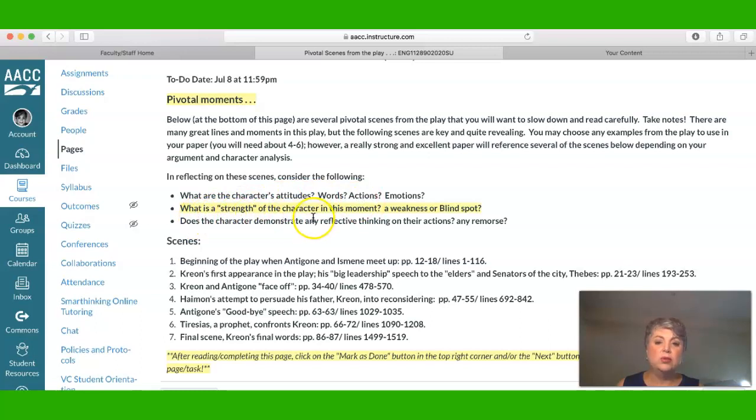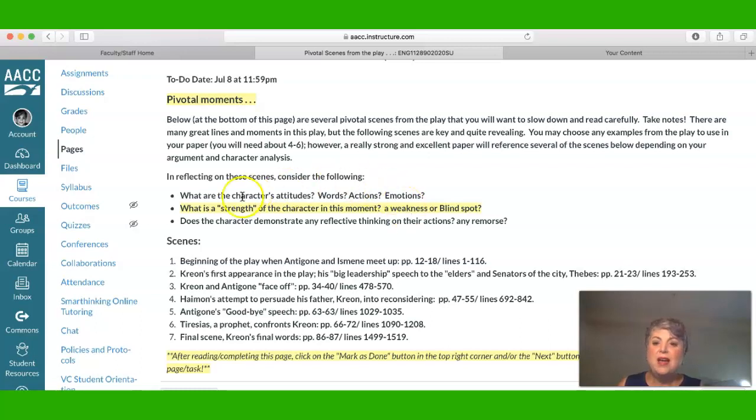Also, really important, what is a strength of the character in this moment? What might be a weakness or blind spot? Antigone and Creon both have strengths and weaknesses. They both have blind spots. Actually, everyone has blind spots. If you're human, you're imperfect, you've got strengths, you've got weaknesses, you have blind spots. These are things about yourself that other people recognize, but you don't see. It's kind of like the blind spot when you're driving a car, okay? It's there. Others might be aware of it, but you aren't.